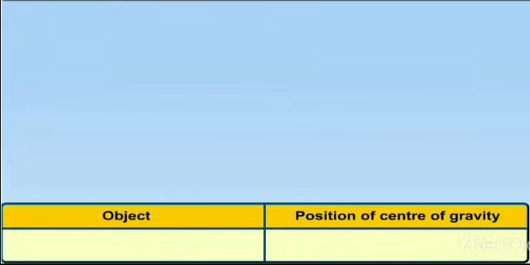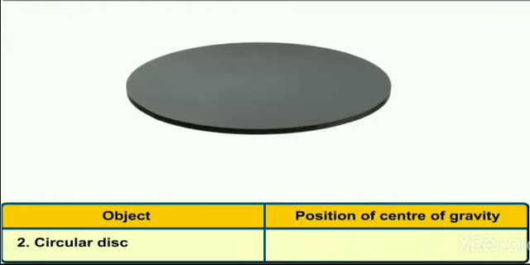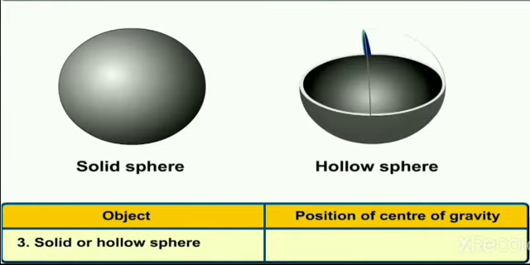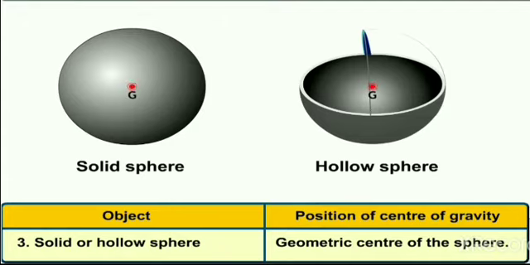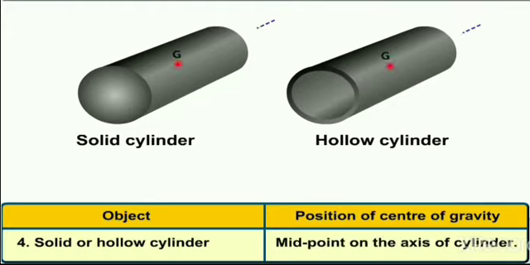Center of gravity of some regular objects. Objects and their position of center of gravity. 1. Rod. Position of center of gravity is midpoint of rod. 2. Circular disc. Geometric center. 3. Solid or hollow sphere. Geometric center of the sphere. 4. Solid or hollow cylinder. Midpoint of the axis of cylinder.